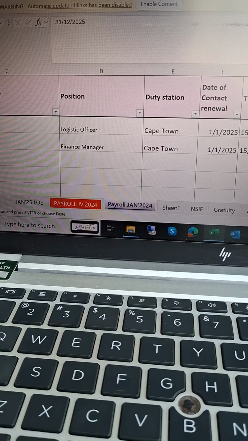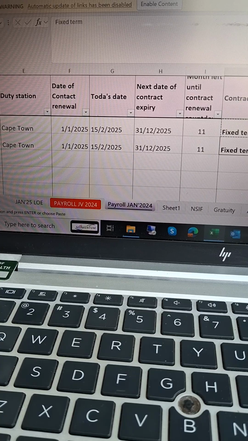The next date is in a policy that this organization gives a 12-month contract. 12 months minus January, you are left with 11 months. That is how 11 months has come, because January is done and this is the payroll for February. Currency, the same currency, is dollar.